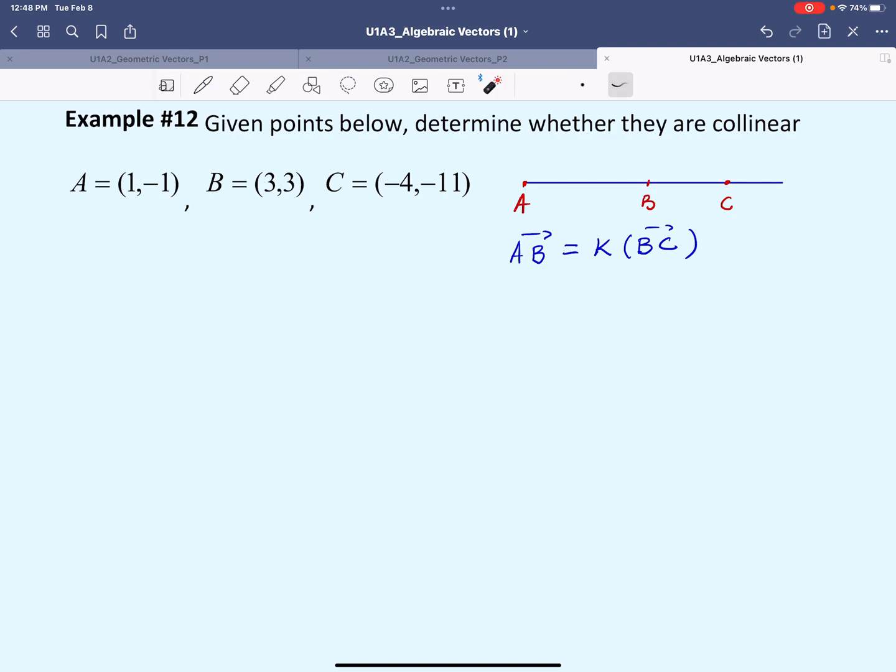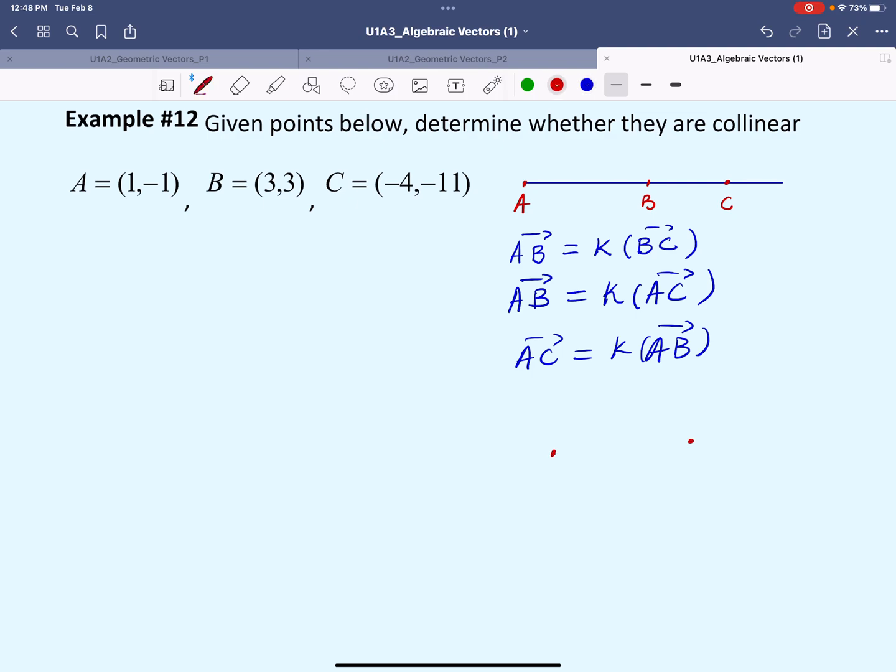Or we can have AB equals a scalar multiple of AC, or AC equals a scalar multiple of AB. So any vectors that are formed on this line can be compared to each other by using a scalar multiple, right? If that is true, then we would say that yes, they are collinear. But if they are not lying on the same straight line, it will be impossible for us to find a value of k that can make that happen.